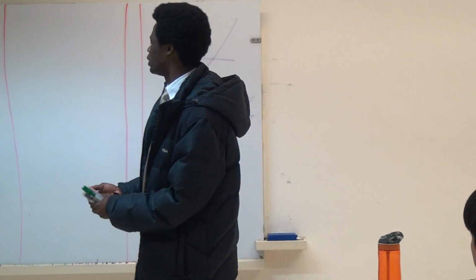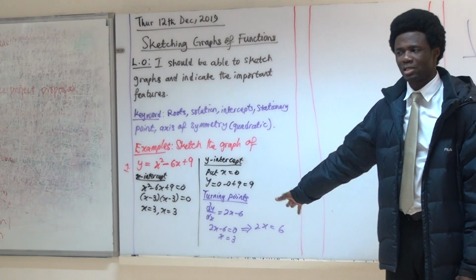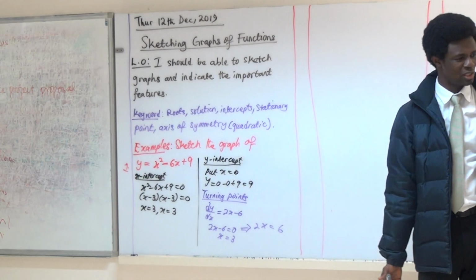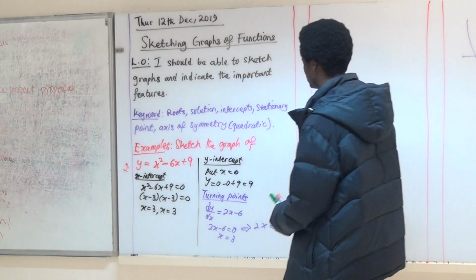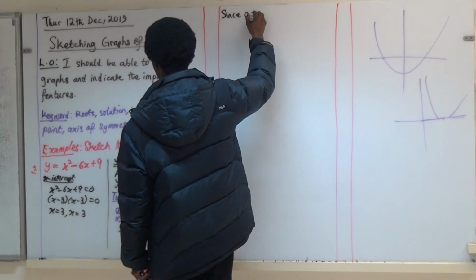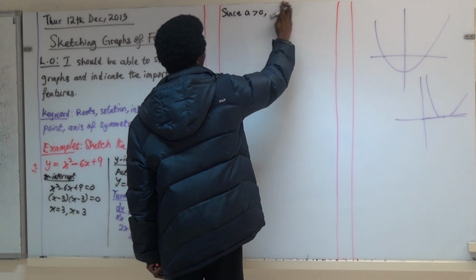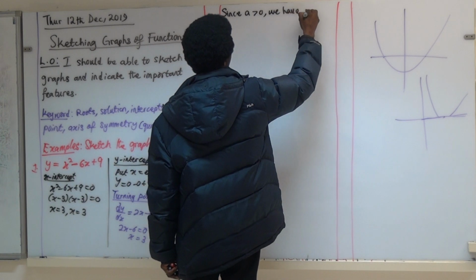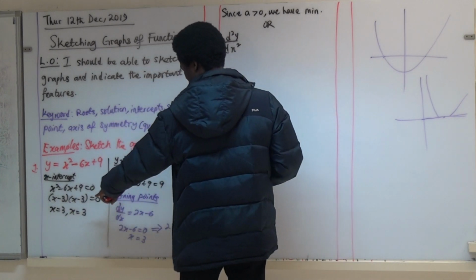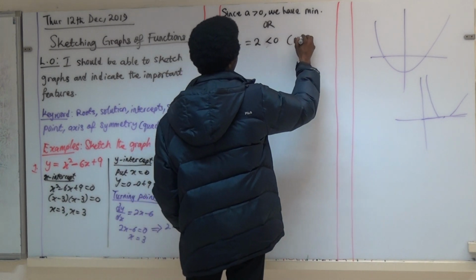With this, because this is quadratic, you can explain that because A is positive, it is minimum. That's allowed. You are sketching. I'm not asking you to justify by differentiation why it is. So for curve sketching, that simple explanation is good. Since A is greater than 0, then we have minimum. If you want to use the derivative method, d²y/dx² is 2, which is greater than 0, and that also gives us minimum. So either one is fine.